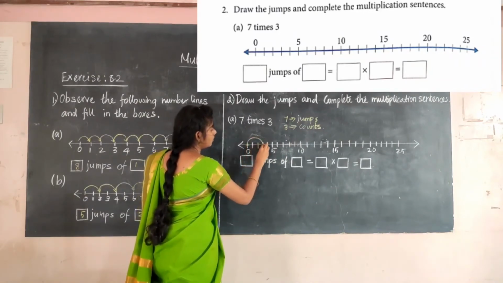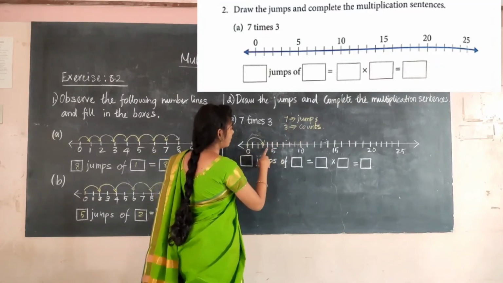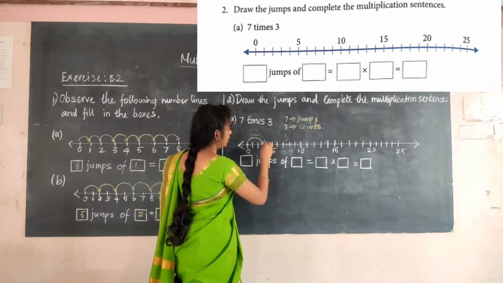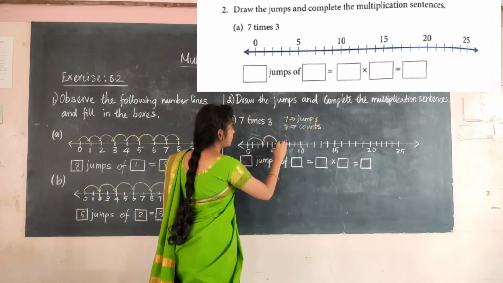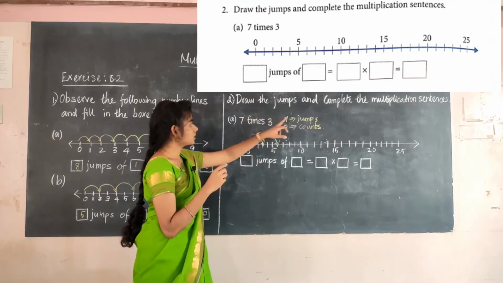So you have to jump here. This is 3, and 3 after. See here 3 counts, again 3 counts. 1, 2, 3, and you have to jump here. So totally how many jumps have we done here? 2 jumps. So here there are 7 jumps.